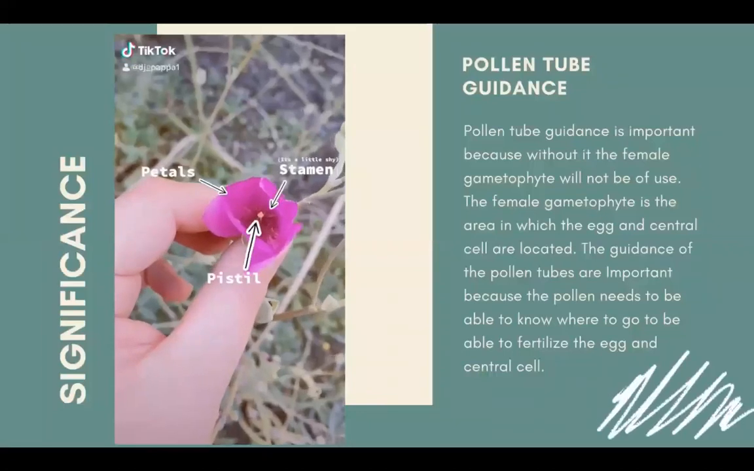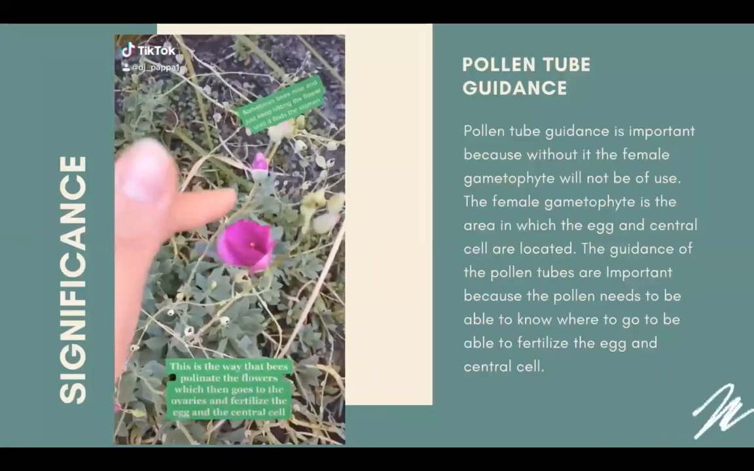In this TikTok, it's showing the petals, pistil, and stamen. You can't really see the picture. So the pollen goes into the stamen and goes down the pistil, mostly carried by bees.